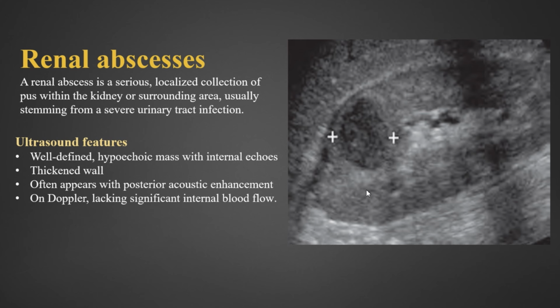As in the sonogram, we can see the longitudinal view of the right kidney, and it shows a well-defined hypoechoic lesion with a thickened wall at the interpolar region, and the lumen of the lesion is showing internal free-floating echoes, and these free-floating echoes are due to the debris content or pus. And it is also showing the posterior acoustic enhancement, and on color Doppler, it does not show any internal blood flow. So these are the features of renal abscess.